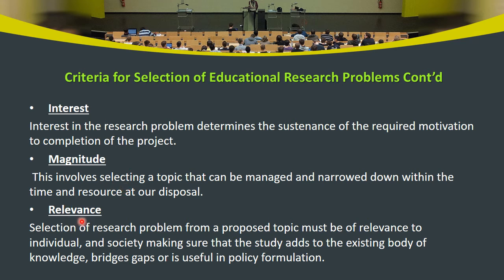The next is relevance. How relevant is that problem with regards to individuals and society, in making sure that the study adds to the existing body of knowledge and bridges gaps, or it's useful in policy formulation. This is talking about the relevance of research problem as one of the criteria for selection. Now let's go to the next slide to see what it is.